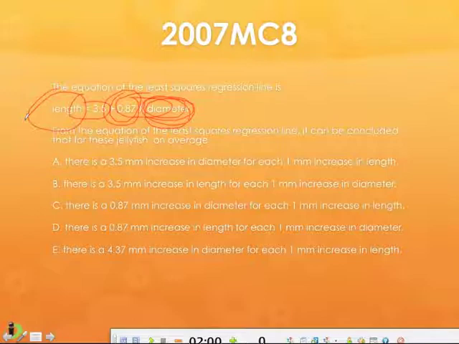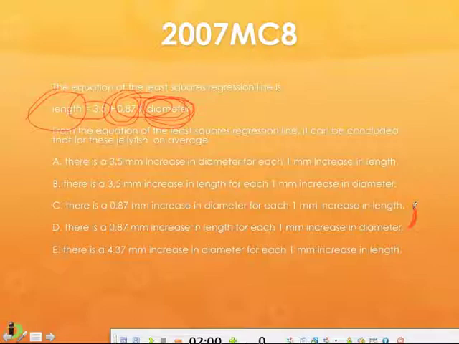Why not, Adrian? Where's the stumbling block? Too many words and numbers? If you read that equation, length, forget about the 3.5 for now. Length is 0.87 times the diameter. So for every 1 millimetre the diameter goes up, the length is going up 0.87, isn't it? Now, that puts us down between C and D, because they're the only ones that have 0.87.